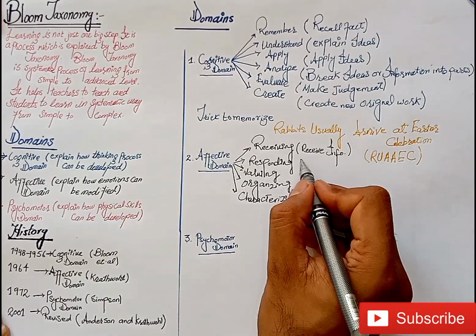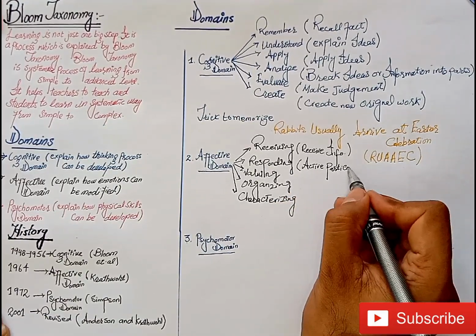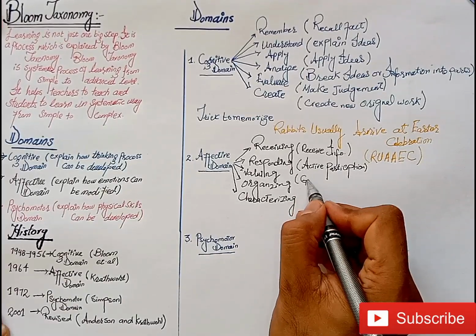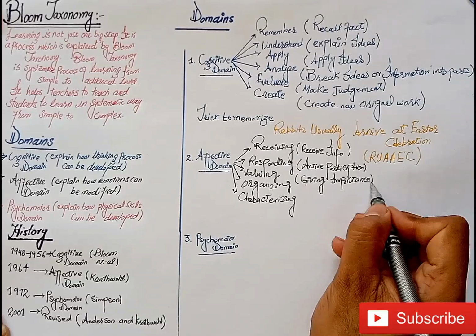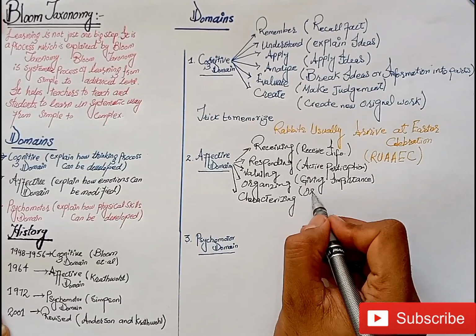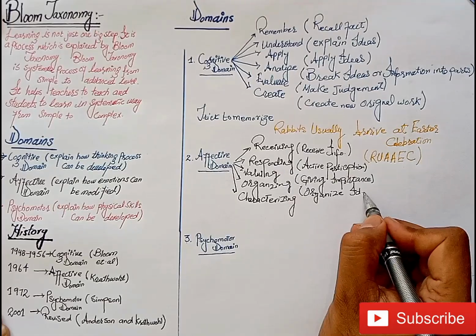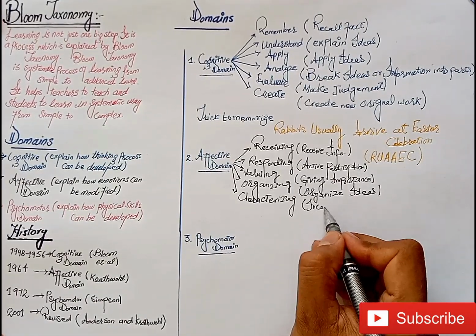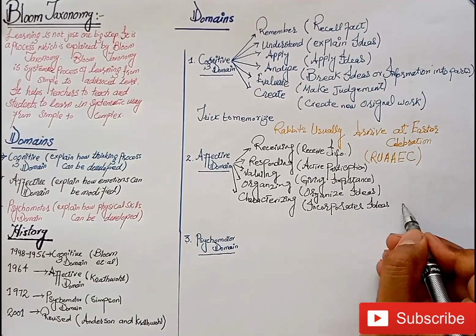In the next level, responding, students actively participate in class by asking questions and giving replies. In valuing, students admit or give importance to those ideas. In the organizing level, students organize the information or ideas which they learned. And in the final level, characterizing, students incorporate values or ideas into life.